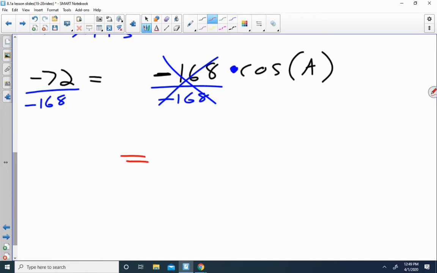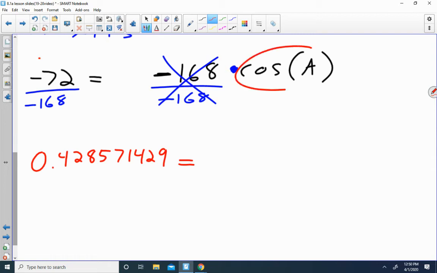All right. Here, I got to do negative 72 and divide that by negative 168. And that's going to give me a really huge decimal. And yes, you're going to have to make sure you use all of it. 0.428571429. Just going to double check that. Good. And all of that equal to cosine of big A.